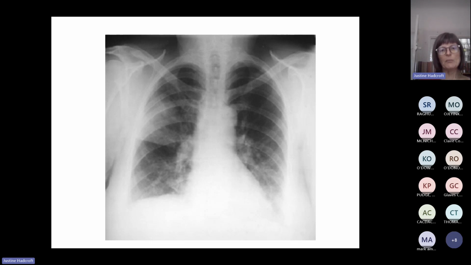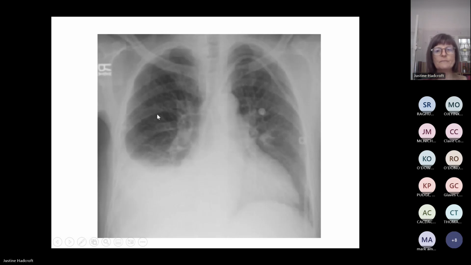This one here is a bit more subtle, but again, if we compare the left lung with the right lung, we can see this kind of hazy whiteness here with a nice straight line there. So this is the right horizontal fissure, and everything below there is lower and middle lobe, and everything above here is upper lobe. So this is a right upper lobe consolidation. So that's a right upper lobe pneumonia.